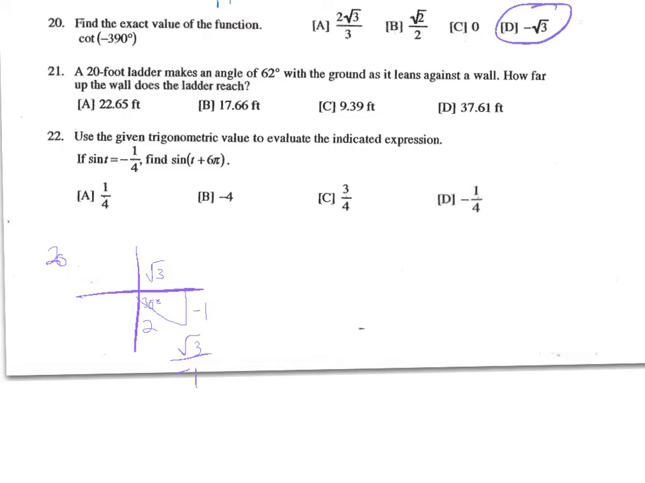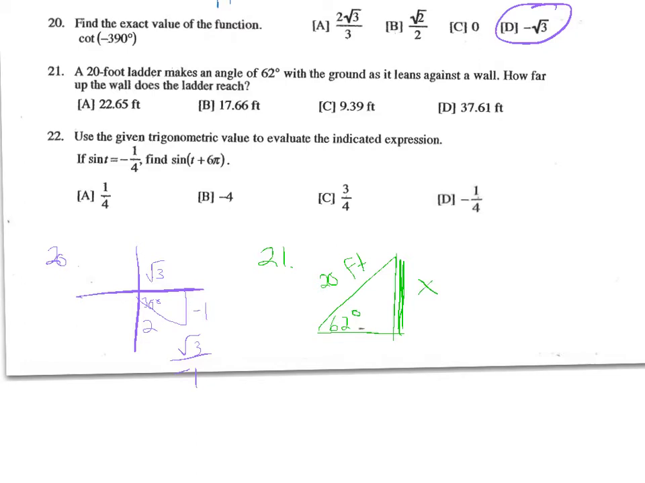For number 21, we know that a 20-foot ladder makes a 62-degree angle with the ground as it leans against the wall. So here's the wall, here's my ladder, and we know that this angle is 62 degrees. How far up the wall does the ladder reach? So if our ladder is 20 feet, we want to know how far up the wall the ladder reaches. So we can call this side x.